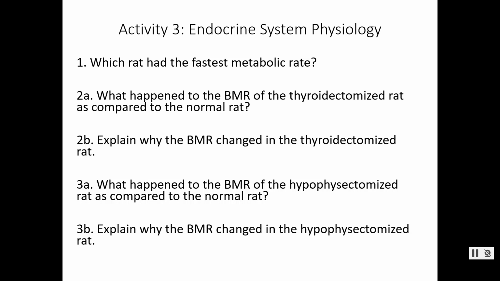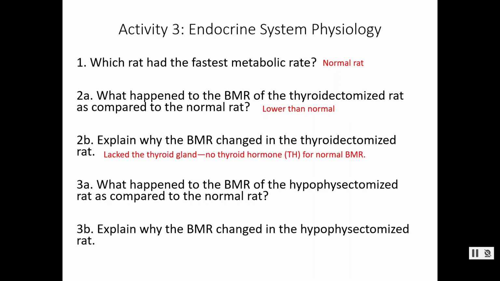All right, here we go. Which rat had the fastest metabolic rate? That should be your normal rat. And that should make sense. We haven't done anything to the rat. What happened to the BMR of the thyroidectomized rat? It was lower than the BMR of the normal rat. If you do not have a thyroid, you are not cranking out thyroid hormone. It will lower your BMR. All right, explain why the BMR changed. We just did. You have no thyroid. You have no thyroid hormone. Okay, your BMR cannot be normal.